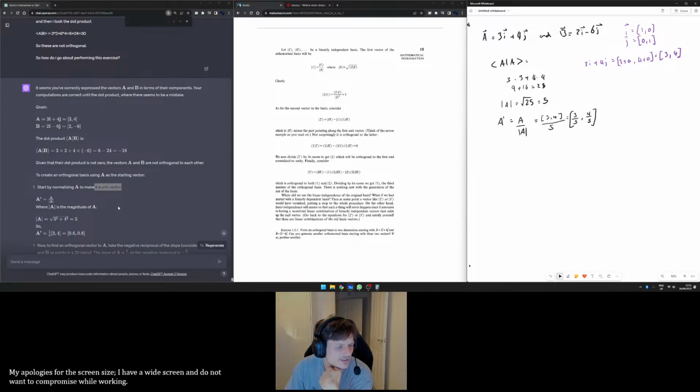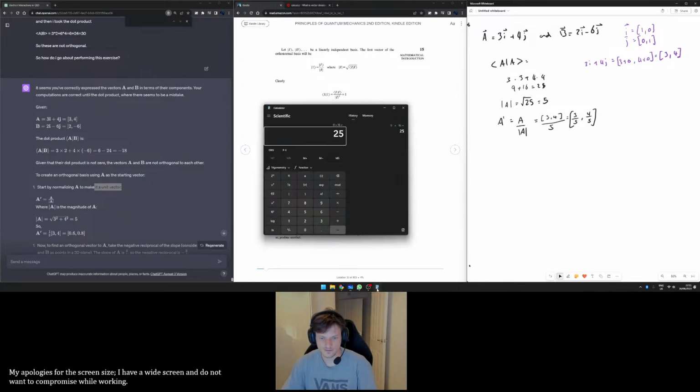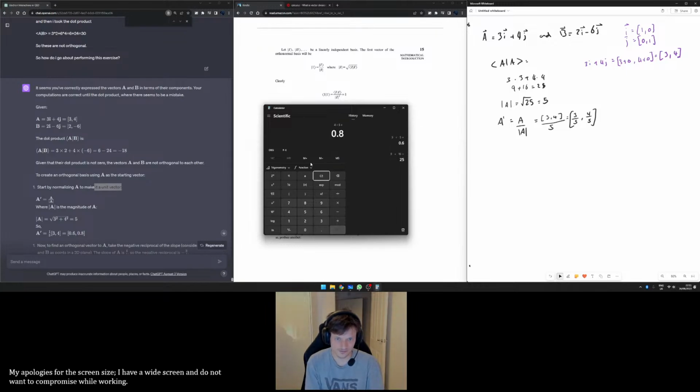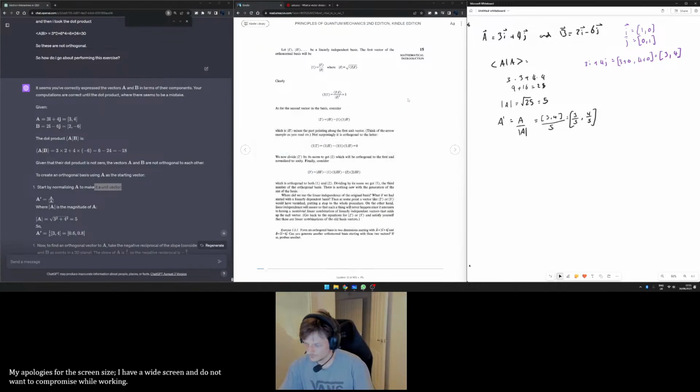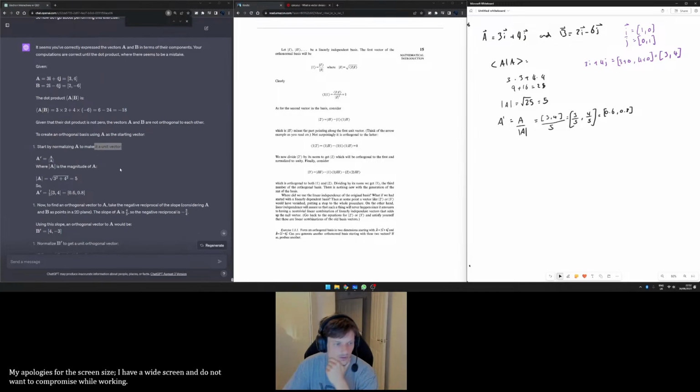What does it say here though? It says 1/5 of 3, 4. 0.6. Let's see if that's correct. Let's see how good GPT-4 is at straight math. 3 divided by 5, 0.6. Yeah, cool. 4 divided by 5, 0.8. Wonderful. 0.6, 0.8. Good so far. Okay, following along. And then it says, so that's A prime.